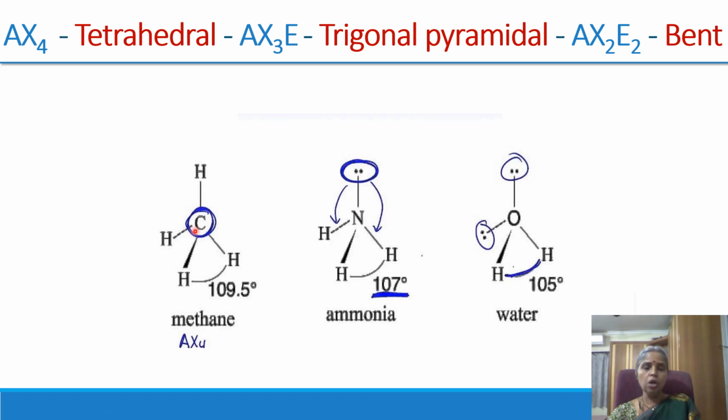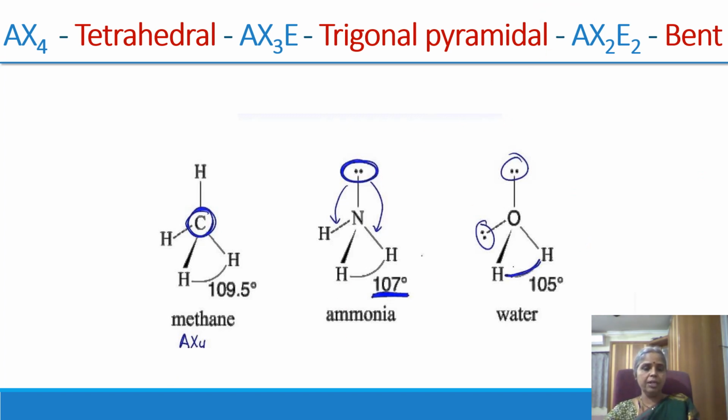Methane, there is no lone pair on carbon, so regular shape, tetrahedral shape, bond angle is 109.5. Ammonia, nitrogen has one lone pair, so there is a deviation in bond angle, only 107. Molecular geometry is pyramidal. Water is a bent molecule, there are 2 lone pairs, bond angle is decreased even further. It is 104 point something, roughly written as 105. So we have seen the cases AX4, AX3E, AX2E2.